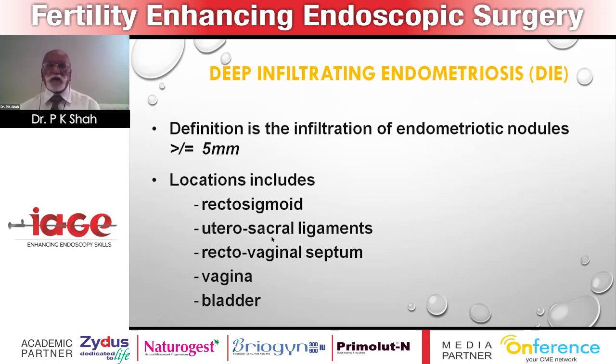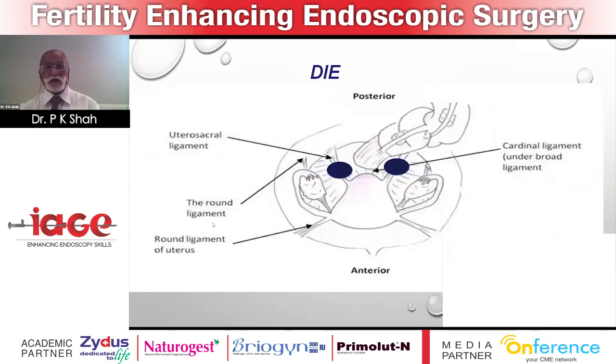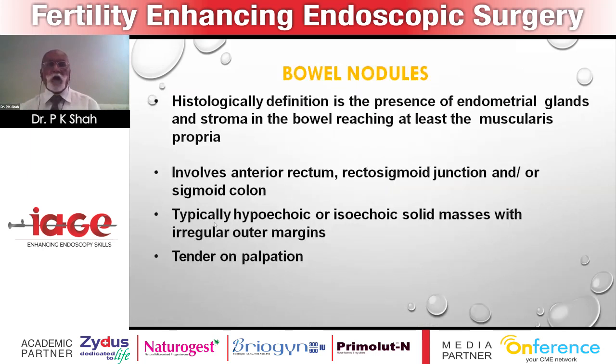What is deep infiltrating endometriosis, what we call DIE? Its definition is infiltration of endometriotic nodule more than 5 millimeters. What are the locations? Rectosigmoid, uterosacral ligament, rectovaginal septum, vagina, and bladder. These are the areas where you have deep infiltrating endometriosis. These are the uterosacrals that can be involved. You can have a bowel nodule.